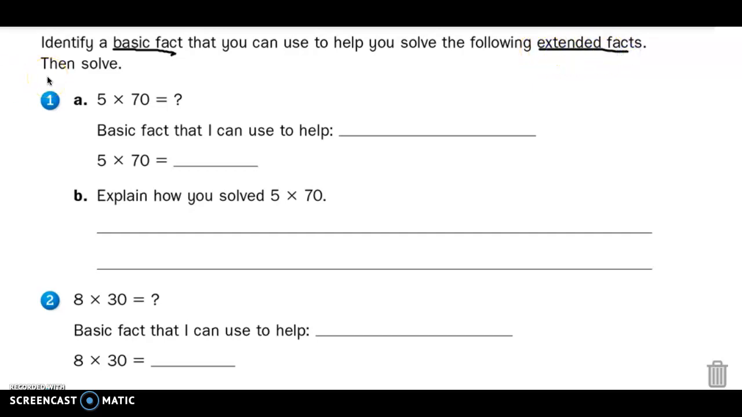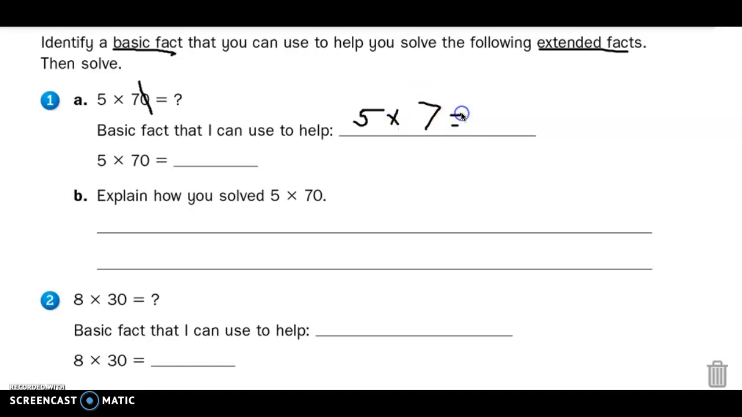Then solve. 5 times 70 equals what? We need to come up with a basic fact that I can use to help. So basic fact, we want a single digit times a single digit if we can. So what can we do? Well, I know this is 7 tens, but right now I just want to count by ones. So can I get rid of my 0 and think, what is 5 times 7? 5, 10, 15, 20, 25, 30, 35. 5 times 7 is 35.